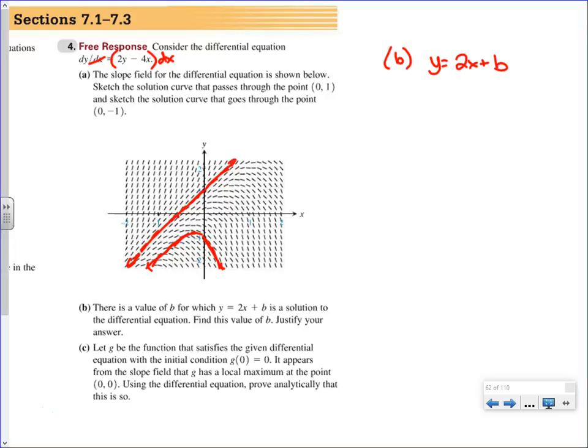Use it. Yeah, how do we use y equals 2x plus b in the differential equation though? Plug in that for y, so we have 4x plus 4b minus 4x. So 2 times y would be 2 times 2x plus b minus 4x equals dy dx, but does that get me all the way? Because dy dx equals 2b, my bad, not 2b.